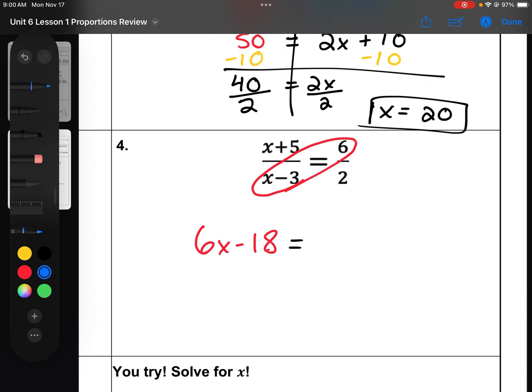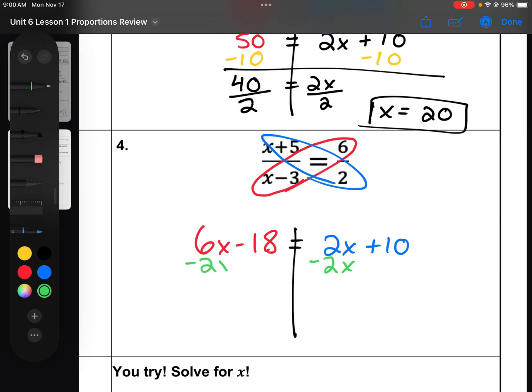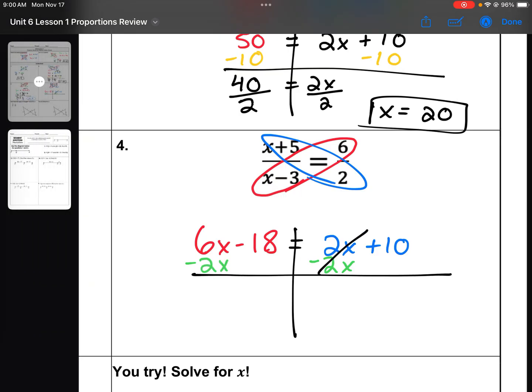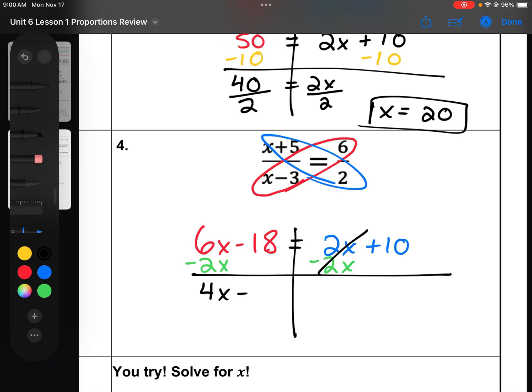And then I'm also going to cross multiply here. 2 times x plus 5 is 2x plus 10. I'm going to go ahead and solve this out. Subtract my 2x over to this side to get my variables to the same side. Once I work out that math, it's going to be 4x minus 18 is equal to 10.